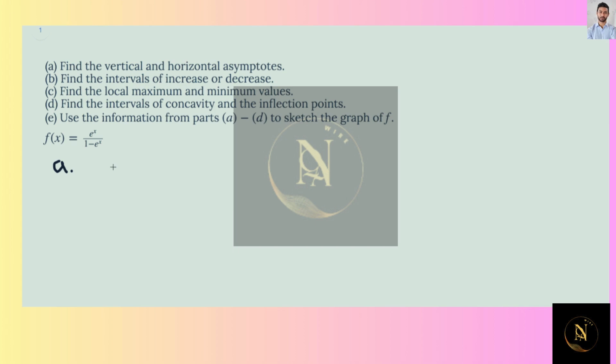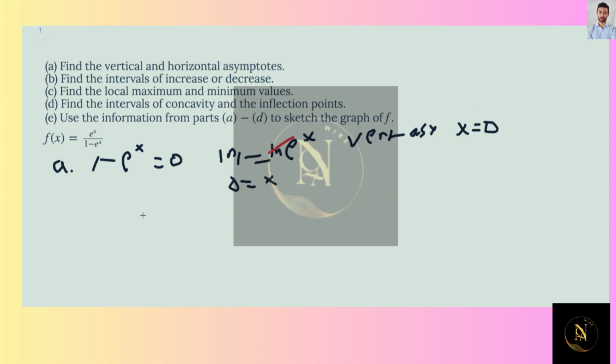A vertical asymptote occurs when the denominator is equal to 0, so 1 minus e to the x equals 0. So you add e to the x, so you get 1 equals e to the x. There are two ways to do it. You can take the natural log on both sides, which eliminates the e, and natural log of 1 is 0. So this will be 0 is equal to x. So we have a vertical asymptote at x equals 0.